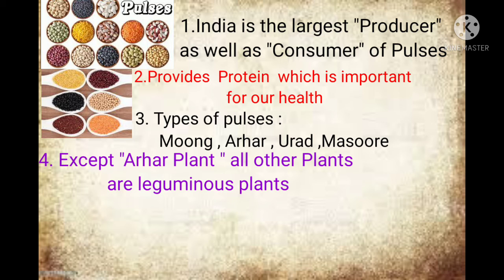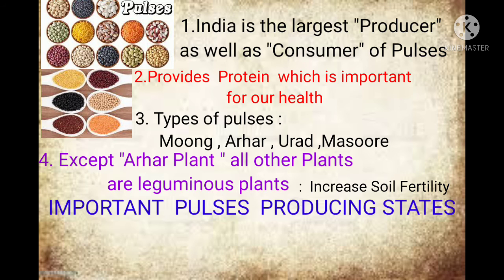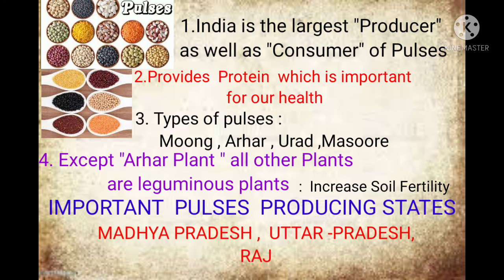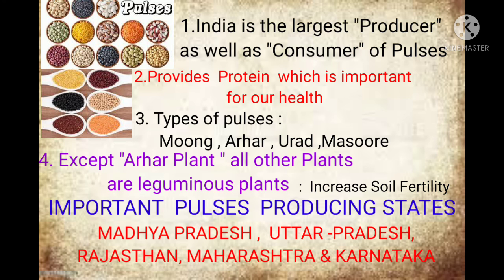Leaving arhar dal, all other plants are leguminous plants, which you must have studied in science also. Leguminous plants help in increasing soil fertility by fixing nitrogen from the air. Therefore, they are grown in rotation with other crops to increase the fertility of soil. The most important pulses producing states are Madhya Pradesh, Uttar Pradesh, Rajasthan, Maharashtra and Karnataka.